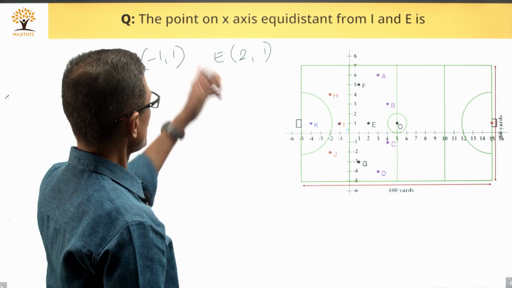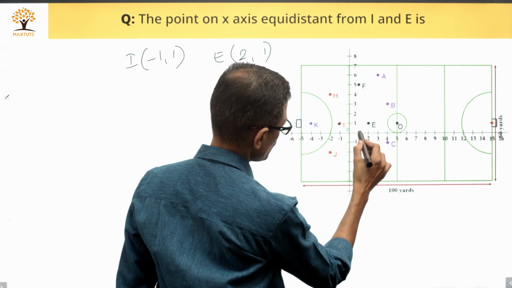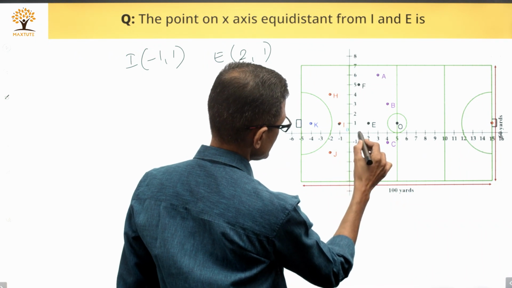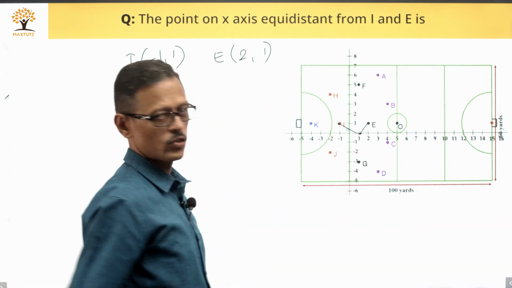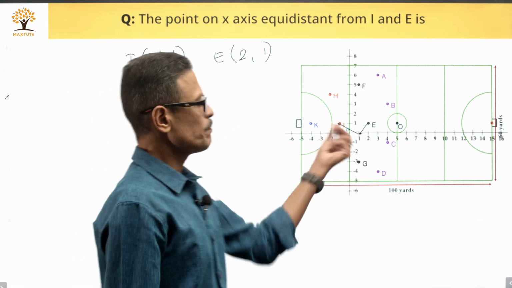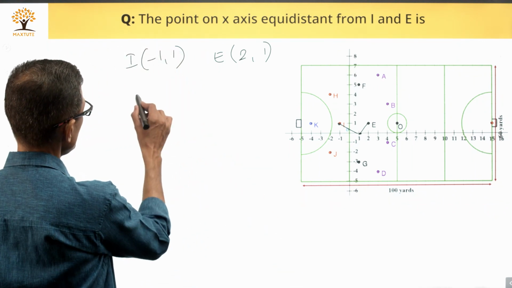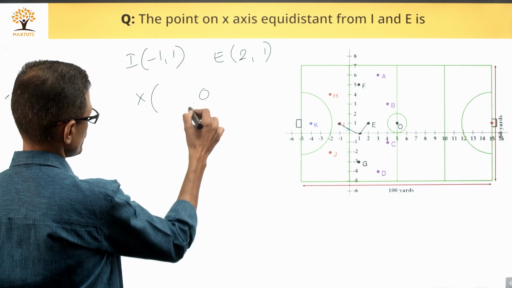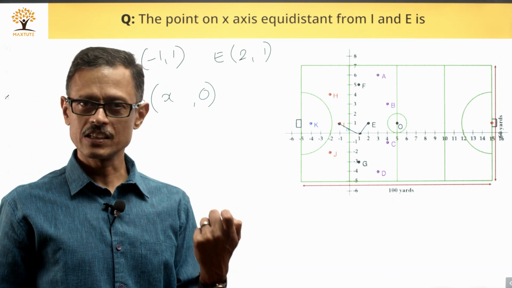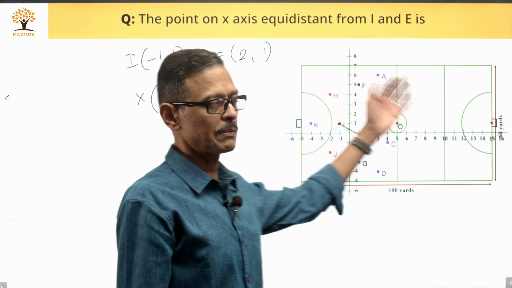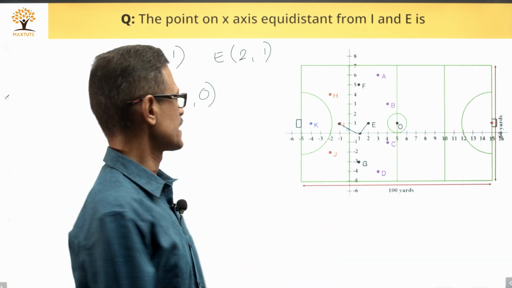We need to pick a point x, a point on the x-axis. I do not know where it is, it is between these two, let us say it is somewhere here, and it should be equidistant from both I and E. For any point on the x-axis, the y coordinate is going to be equal to 0. So the y coordinate of the point is 0, and let us say the x coordinate is x. Textbook approach would essentially be this way. I will also walk you through a slightly different one subsequently, because it is a multiple choice question and you do not necessarily need to do what we are doing.